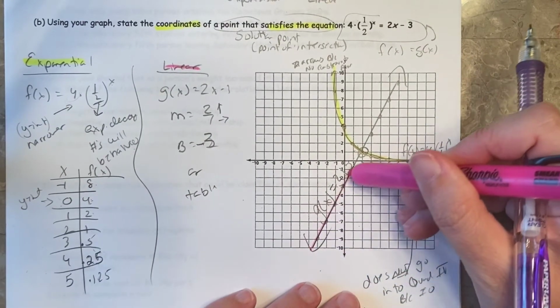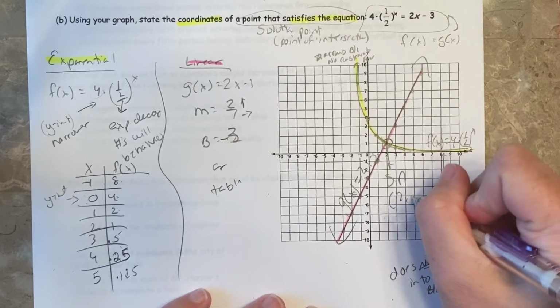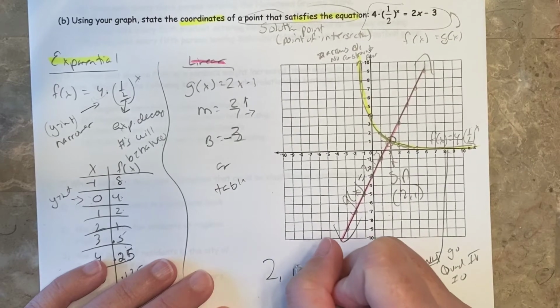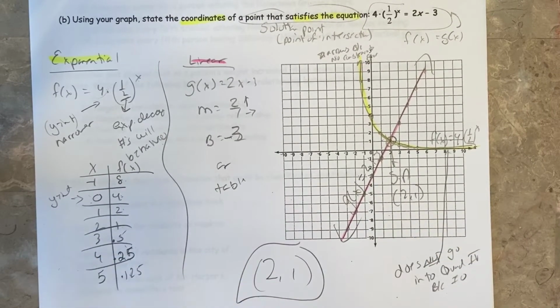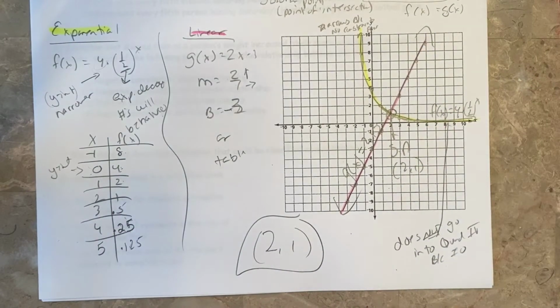Okay, there was your other one. And there is our solution point right here. The solution point looks like it's 2, 1. So 2, 1 is the point of intersection. That's the coordinate that satisfies both of them. You could plug it back in to figure it out.